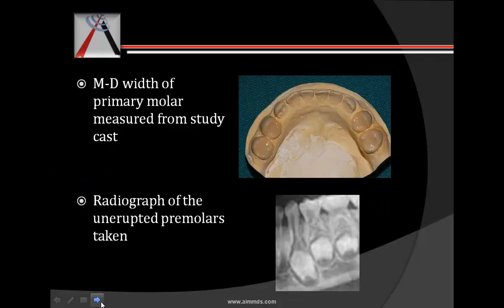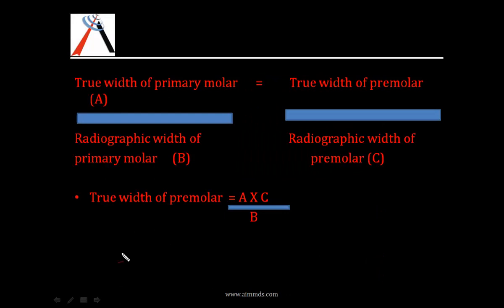To use this formula, we first need to calculate the mesiodistal width of the primary molar from the study cast. We then need to take a radiograph of the same side and measure the mesiodistal width of the primary molar in the radiograph. We then need to measure the mesiodistal width of the premolar in the radiograph. So we get three values. Substituting these three values in the formula, we get the true width of the premolar.